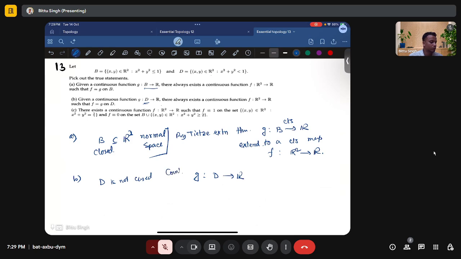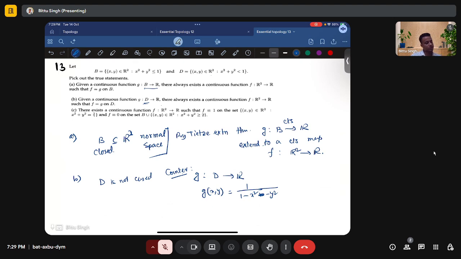Counter example given by G(x,y) equal to 1 by 1 minus (x square plus y square). That is.